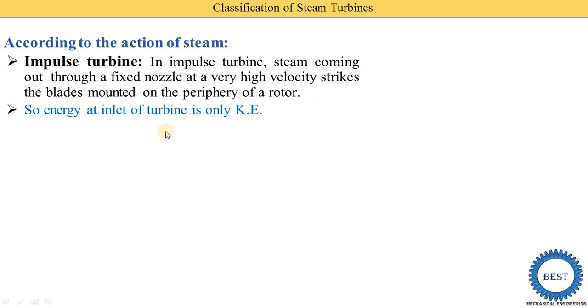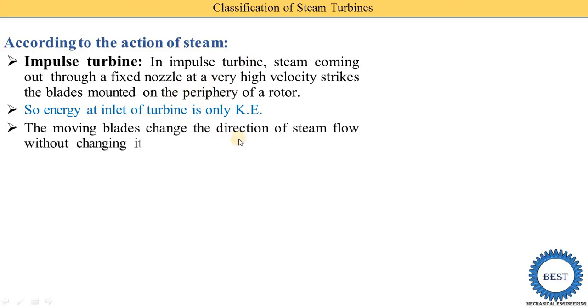So the energy at the inlet of the turbine is only kinetic energy, because in the nozzle the complete pressure energy is converted into kinetic energy. This high kinetic energy steam strikes the moving blades, and the moving blades change the direction of steam flow without changing its pressure. It means that in the turbine the pressure of the steam remains constant, and only its kinetic energy is reduced.